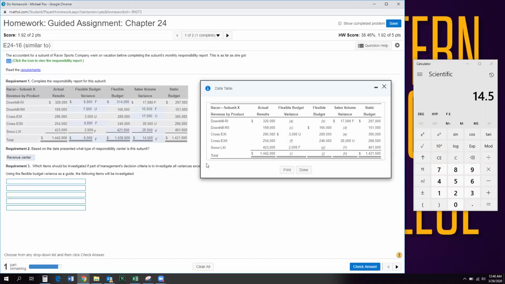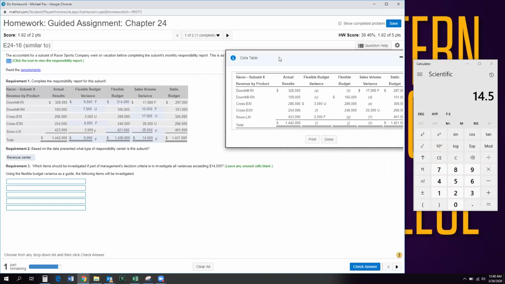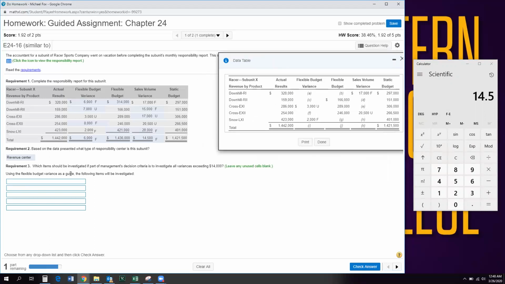All right. Which items should be investigated if part of a management's decision criteria is to investigate all variances exceeding 14,000? Using the flexible budget variance as a guide, the following items will be investigated. Well, none of those exceed 14,000. So I'm going to say none of these.